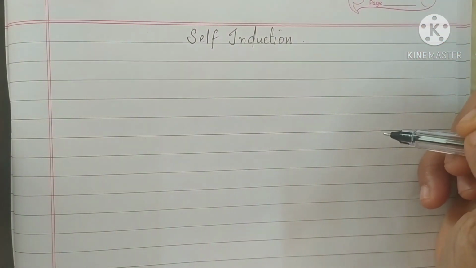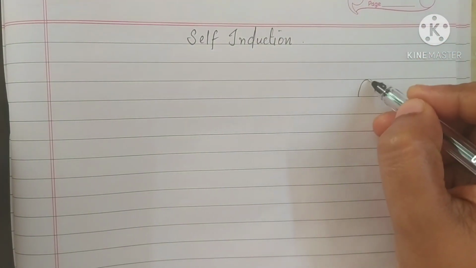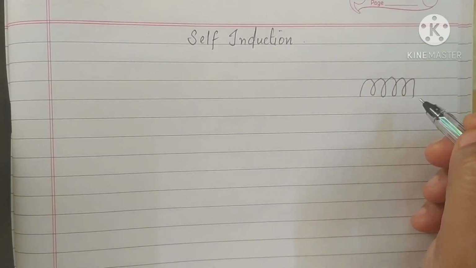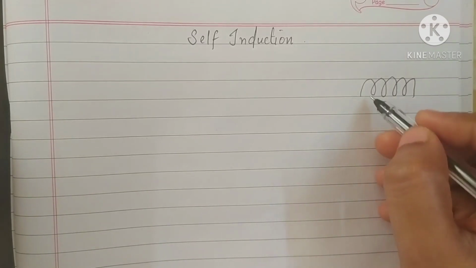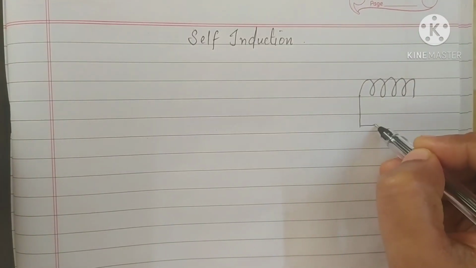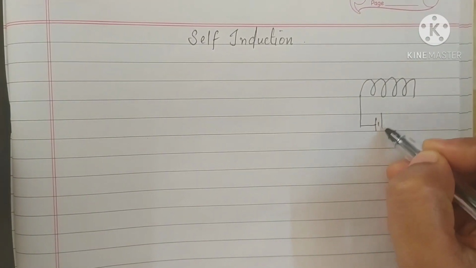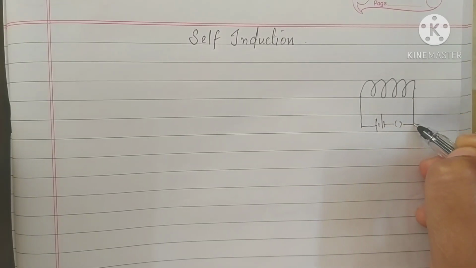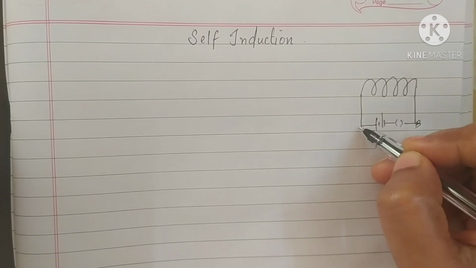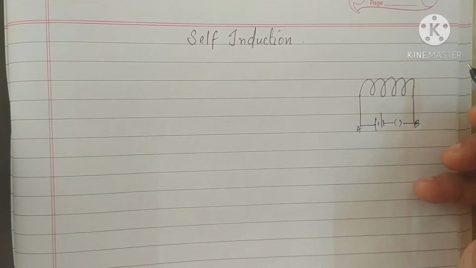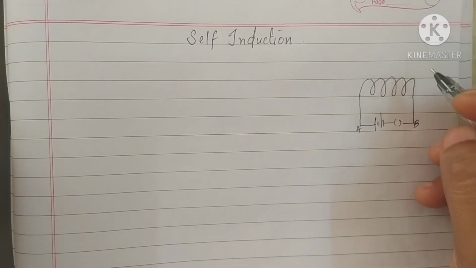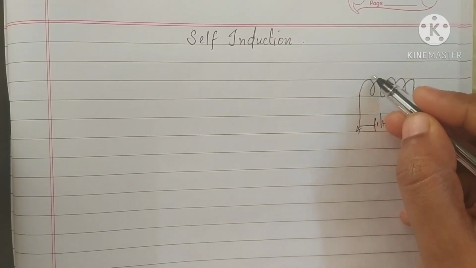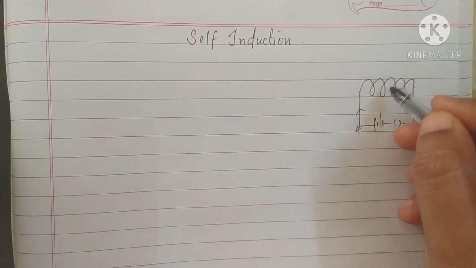So here we are considering a coil like this. And in this coil, a battery and a key are connected in series. So here, when we switch on the key, the current starts to flow in this direction.